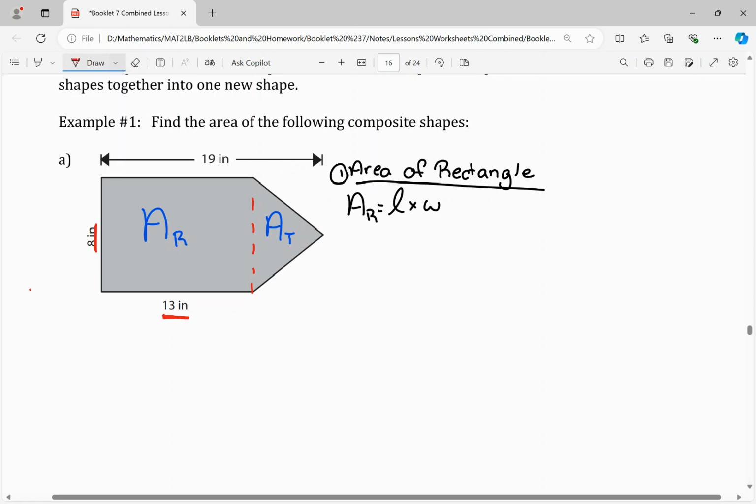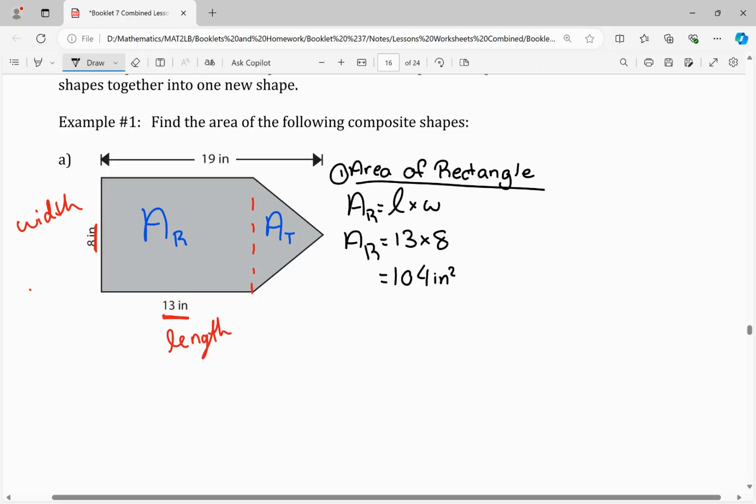So we're going to use 8 for the width, and 13 for the length. So the area of our rectangle is equal to 13 times 8. And 13 times 8 is going to give us what? 104 inches squared.